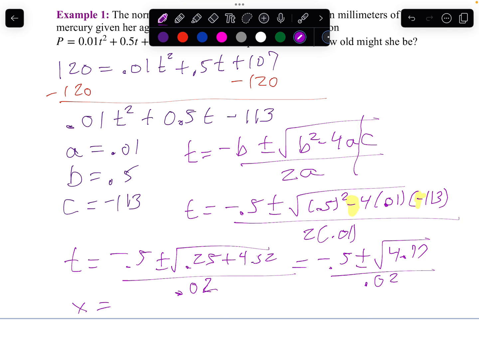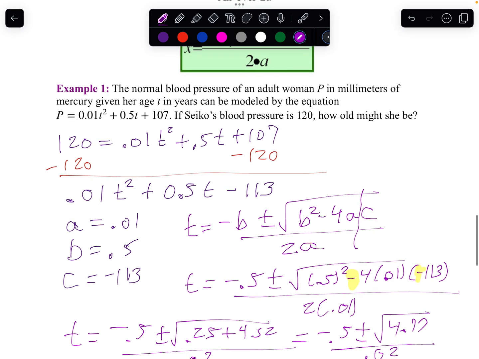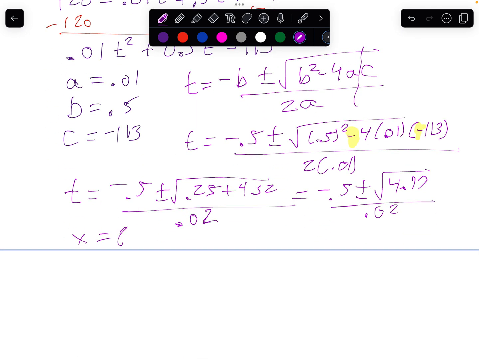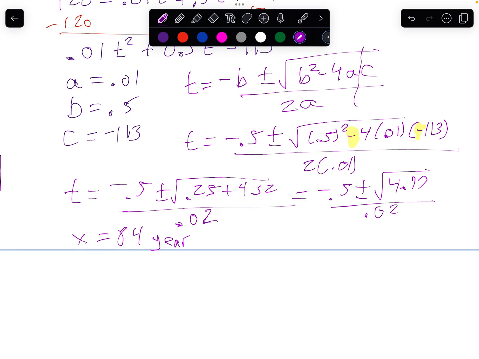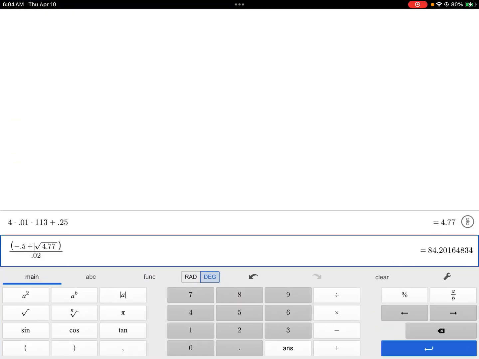Or I take that back. Not her blood pressure, her age should be about 84 years. It was negative 0.5, wasn't it? Oh, I had negative 0.5 in there. I thought maybe I didn't. Okay, 84 years, or let's do it backwards. How about if I subtract? So if I take negative 0.5 minus the square root of 4.77, I get negative 134.